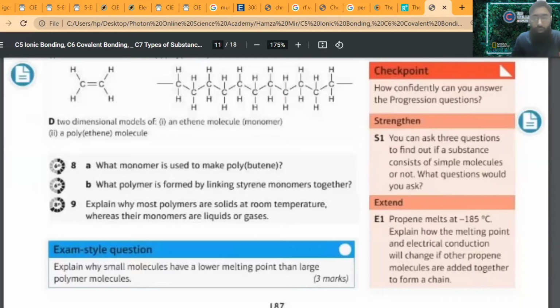Okay. The other question is, what polymer is formed by linking styrene monomer? So the question is, you have a styrene monomer. First of all, you must know what styrene is. So let me draw the styrene structure here. First of all, let me write the question: what polymer is formed by linking styrene monomer together?